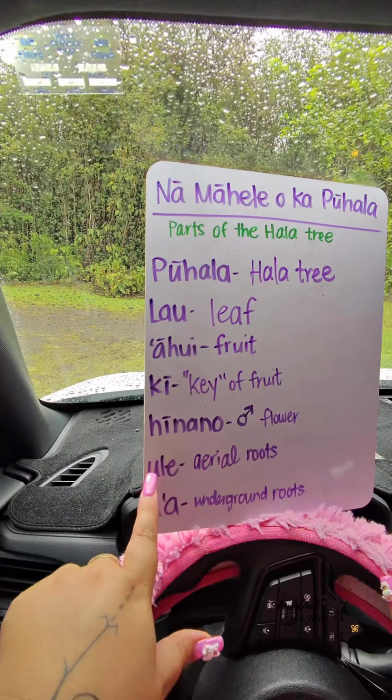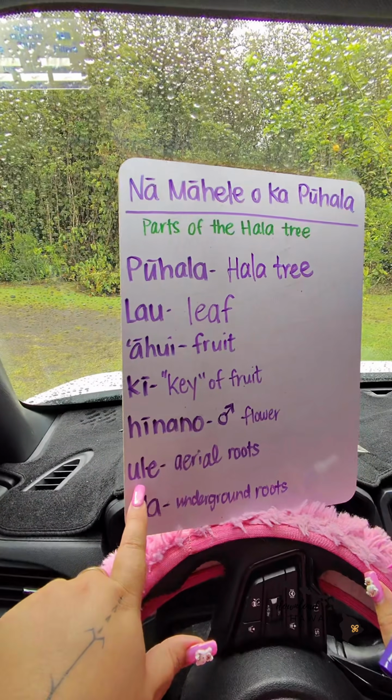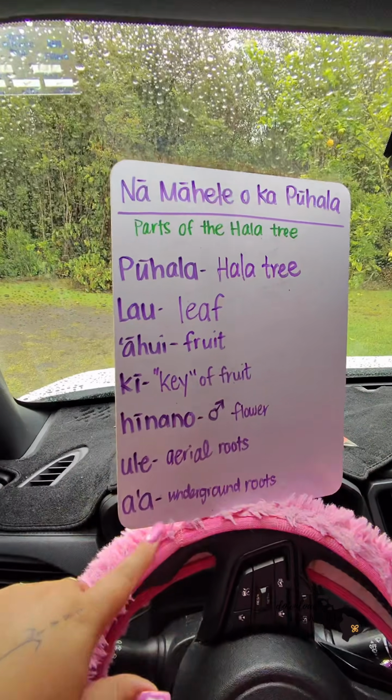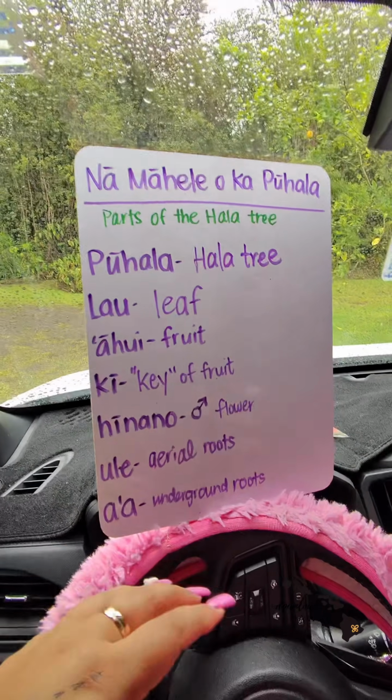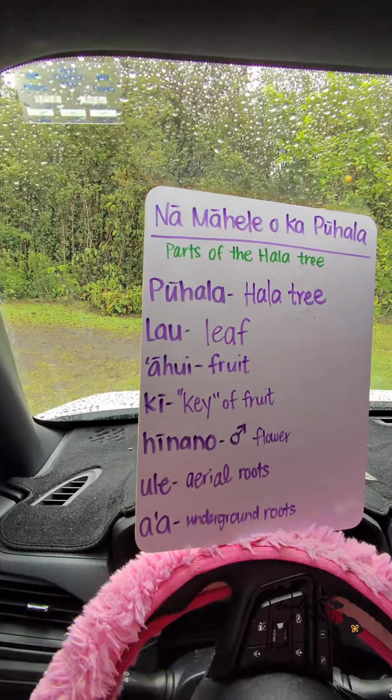Then these two here, these are both roots, but these are above ground and these are underground. So ule hala is the aerial roots. You'll see them kind of coming out from the trunk. And then they also have underground roots. Those are called a'a. 'Oia wale nō!